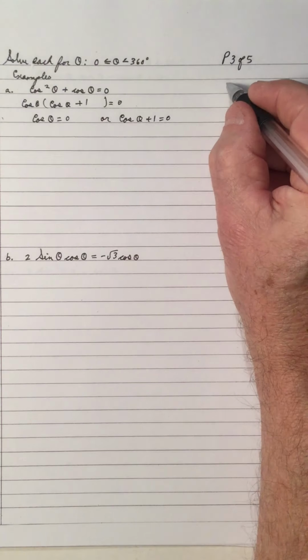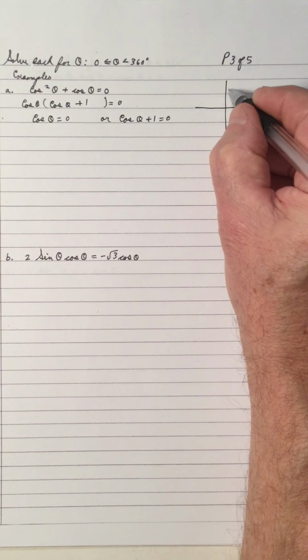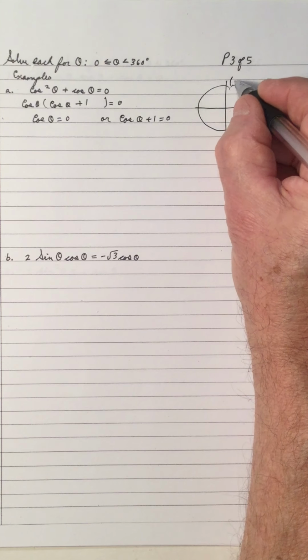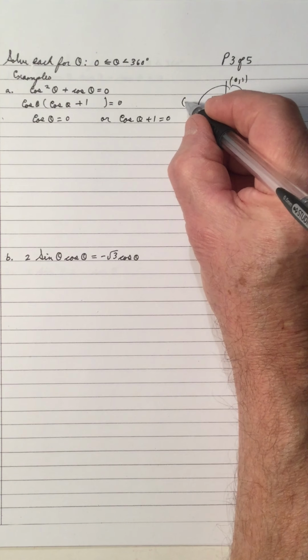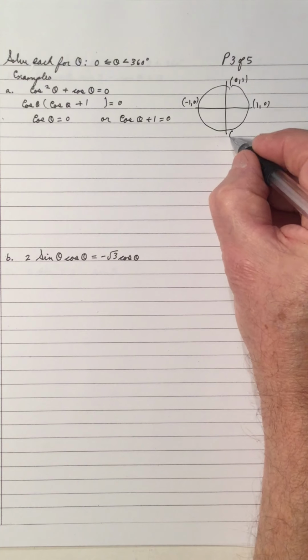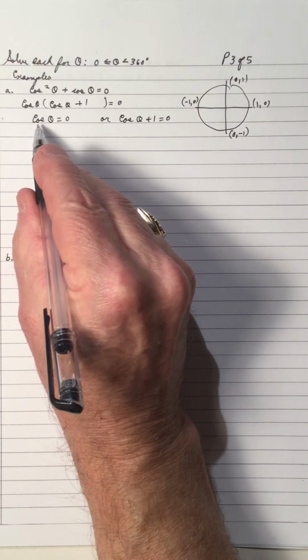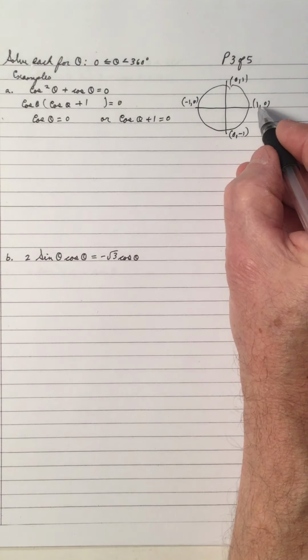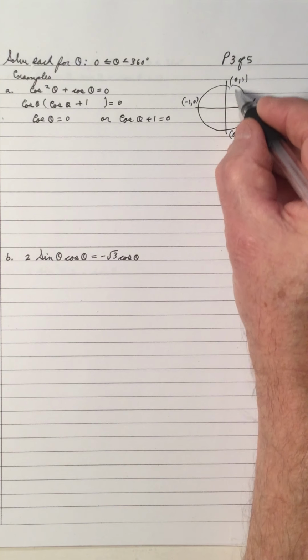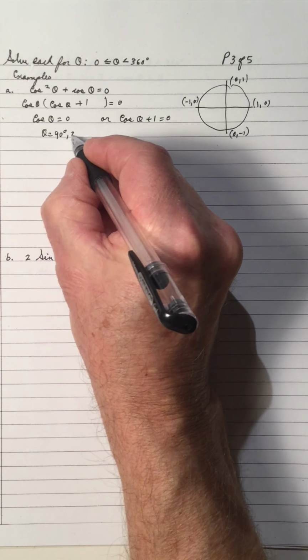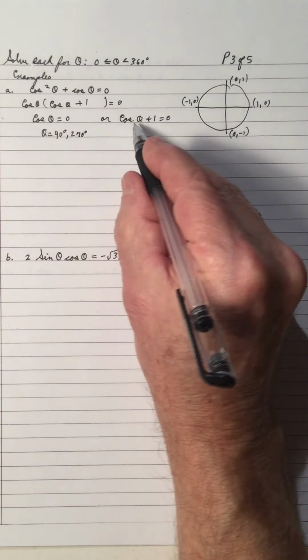So cos is the x, so we'll look at the circle. And again, I have this memorized. As I say to my students, I can close my eyes and write this down. So cos is the x, so where's x 0? That's 90 and 270. So theta is 90 and 270.